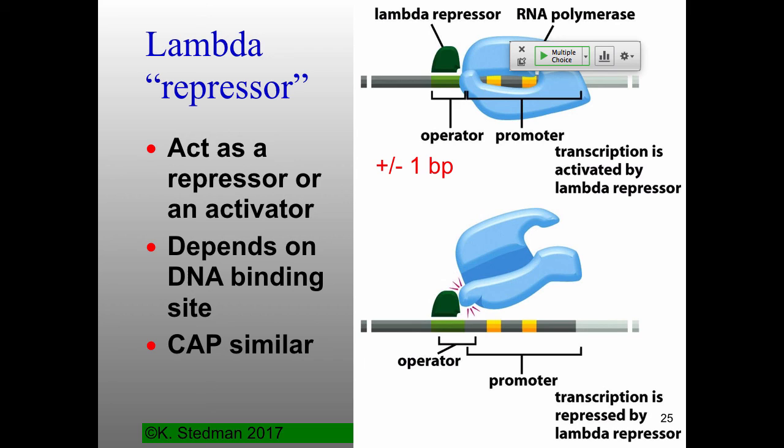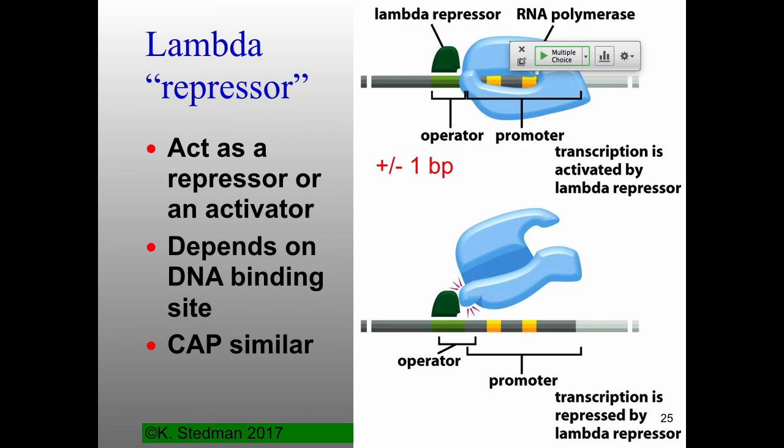So it turns out that the lambda repressor binds to an operator right next to a promoter, where it can serve as an activator if this binding site is in exactly the right position. But if it moves over one nucleotide, it turns out it blocks the binding of the RNA polymerase and serves as a repressor. Next term in virology, I know 53 of you already signed up for it, we'll talk much more about how the lambda repressor slash activator is actually working.